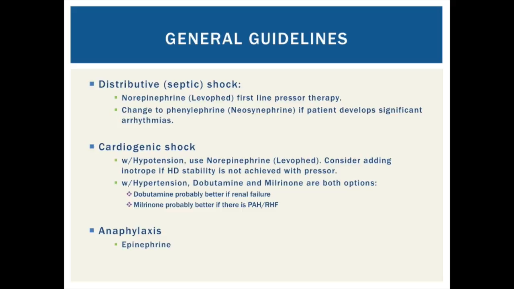If they have cardiogenic shock with hypertension, dobutamine and milrinone are both options. So these are the people that come in that have a bunch of pulmonary edema, their blood pressure is like 180, and they're kind of in hypertensive urgency or emergency. In that case, dobutamine might be better if the patient has renal failure, and milrinone could be better if the person has pulmonary hypertension or right heart failure. Just something to think about. And then obviously if someone has anaphylaxis, epinephrine or adrenaline is the go-to guy there.